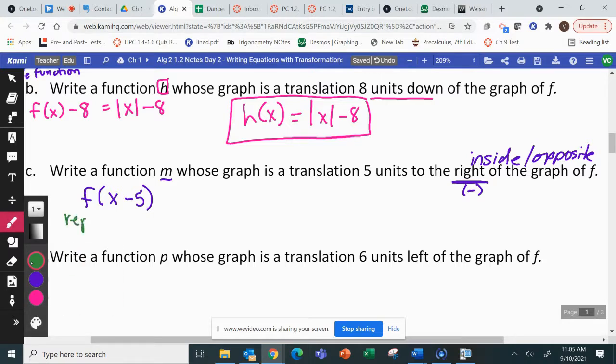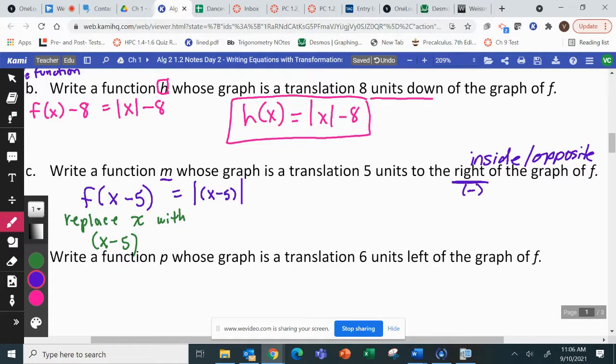This means replace x with parenthesis x minus 5. That's what f of x minus 5 means. Replace x with parenthesis x minus 5. So it's absolute value of x. So I'll just do absolute value, parenthesis x minus 5, close parenthesis, close my absolute value. So I took out the x. I put in x minus 5 in parentheses.